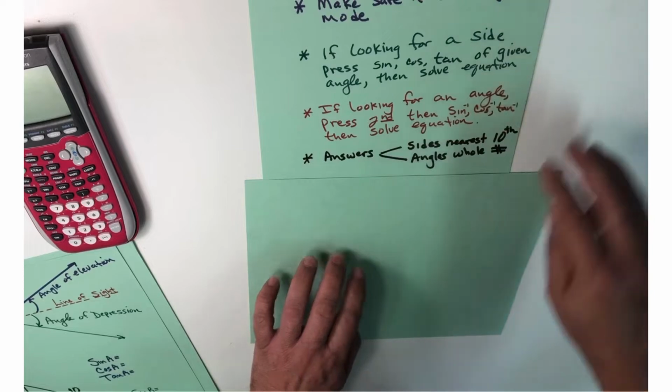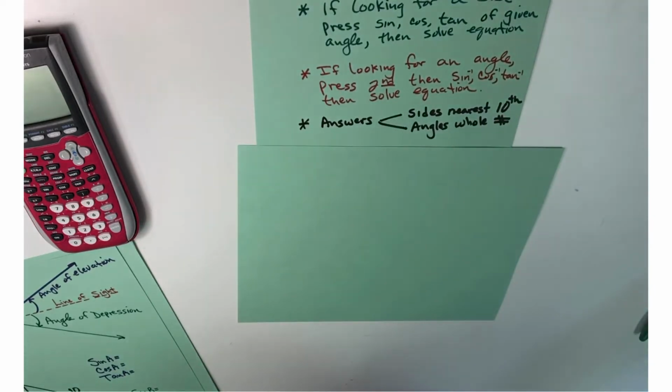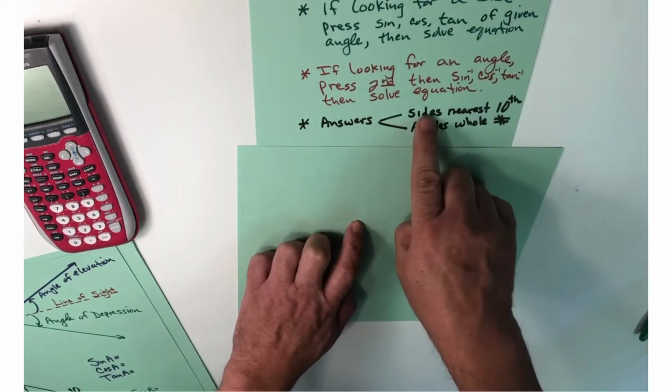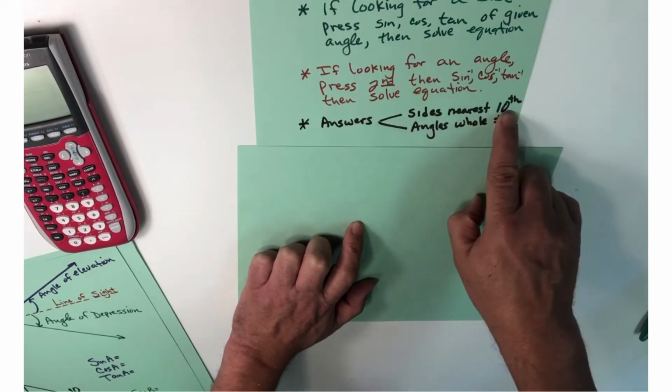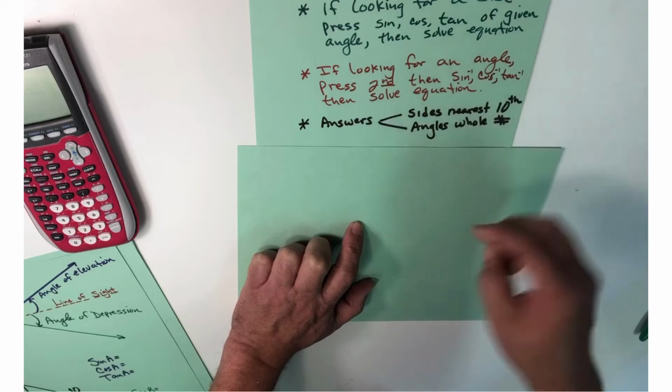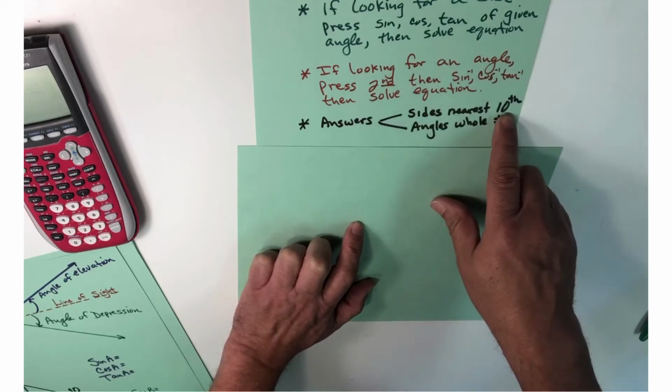Okay? As far as what your answers will look like, well, when you are giving me a side, keep in mind that as a general rule of thumb, I'm going to be asking you to go to the nearest 10th, 1 decimal place.